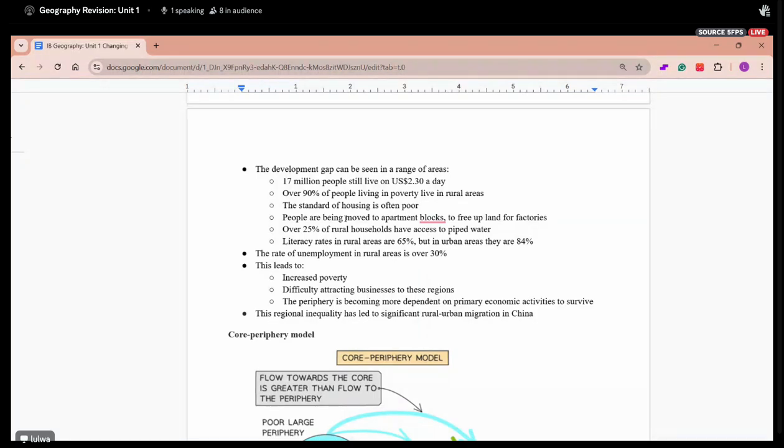Literacy rates in rural areas are 65. However, in urban areas, they are 84. And the rate of unemployment is over 30% in rural areas. So what does that lead to? That leads to increased poverty, difficulty in attracting businesses to the West. The periphery is becoming more dependent on primary economic activities such as agriculture to survive. And then this regional inequality has led to significant rural-urban migration.